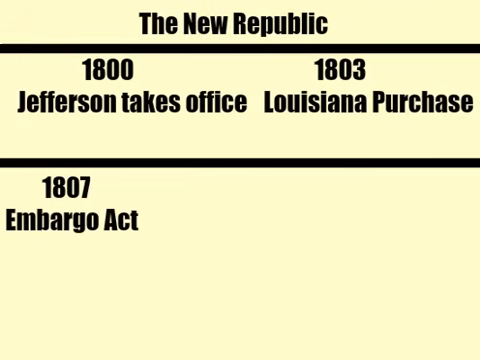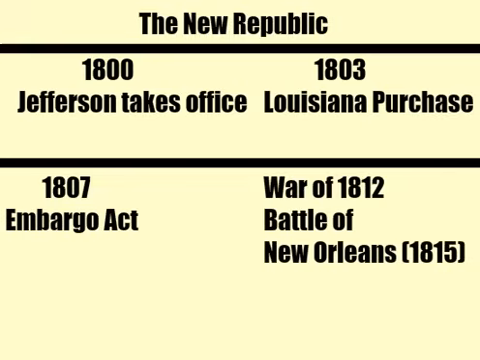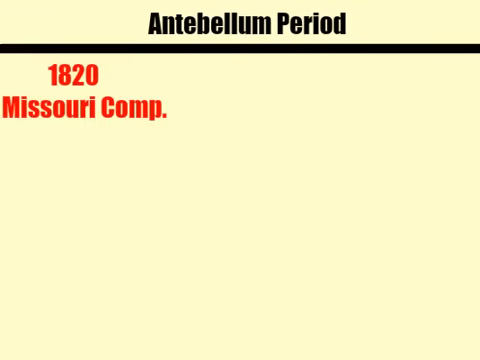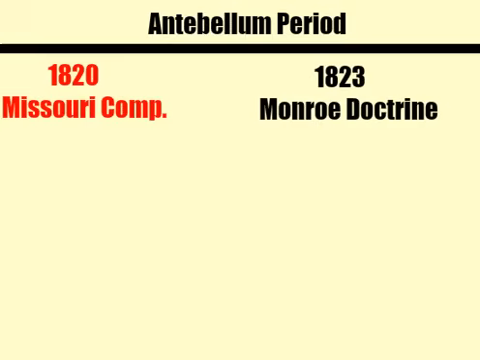In 1807, the very unpopular Embargo Act. The War of 1812 was from 1812 to 1815. In 1815 you have the Battle of New Orleans, which made Andrew Jackson a hero. In 1820 you have the first of three slave compromises with the Missouri Compromise, 36°30'. In 1823 it's the Monroe Doctrine.